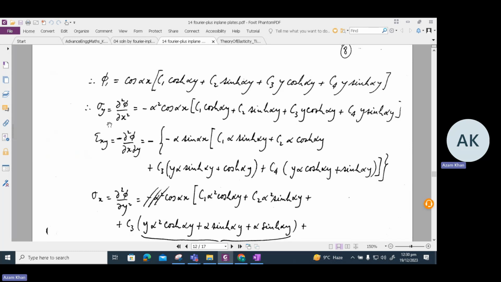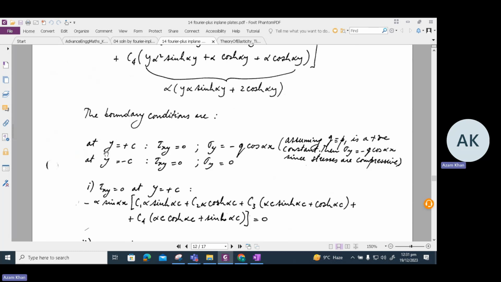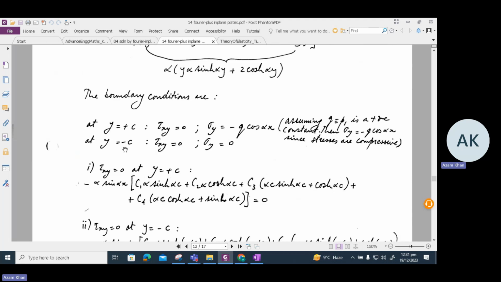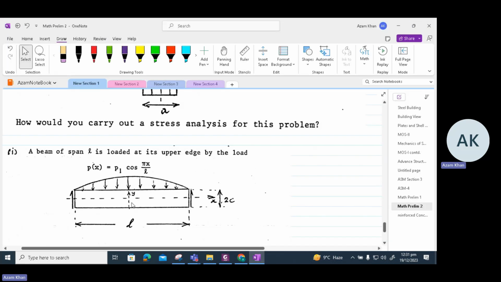We can have our Airy stress functions worked out. After that, we can plug in the boundary conditions. The boundary condition this time would be at y equal to plus c, tau xy equal to 0, and sigma y is equal to minus q times cos alpha x, where q is taken equal to p1. At y is equal to minus c, we can take tau xy equal to 0 and sigma y equal to 0. Noting that in this case, we are taking x-axis in the horizontal direction and y-axis vertically up.